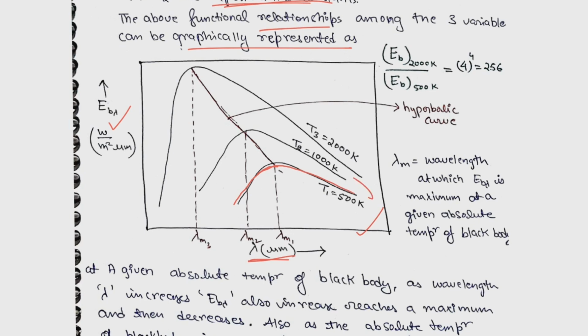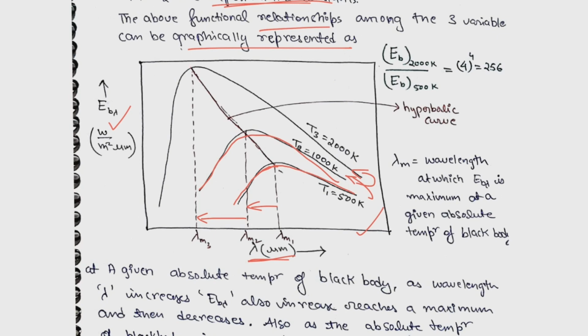Now if you double the temperature, the variation is the same, but it shifts towards the shorter wavelength. If you again increase the temperature, the variation is again the same, but the peak shifts to a shorter wavelength. So what observation can you make? The higher the temperature, the shorter the wavelength. The peak shifts towards the shorter wavelengths. This is the major observation that is required.